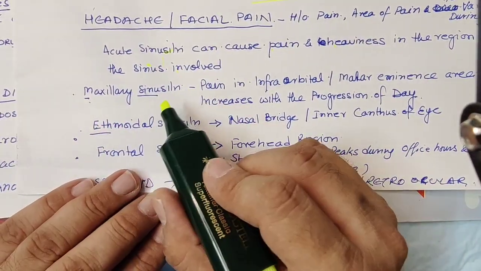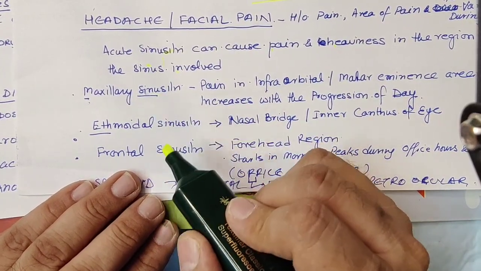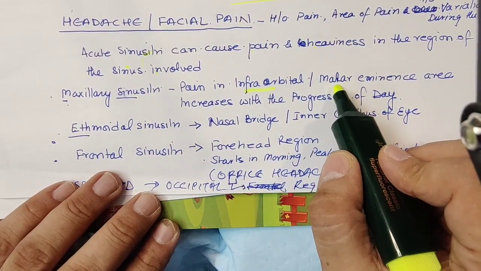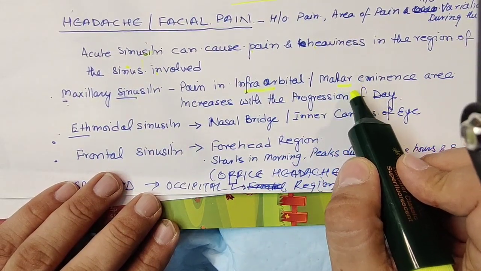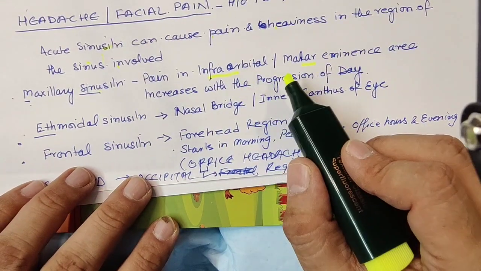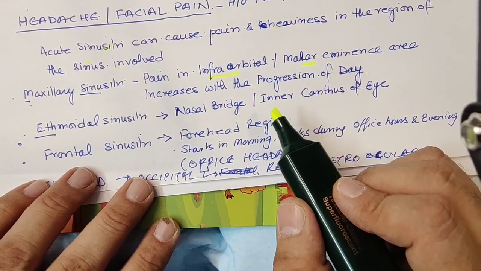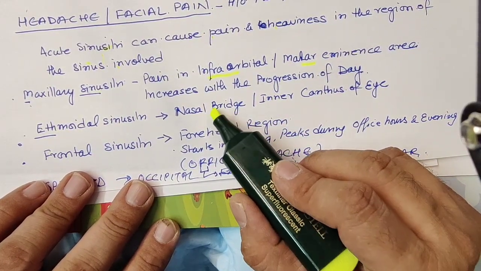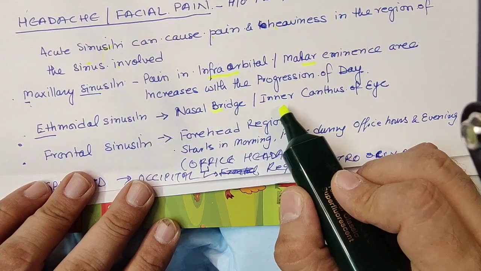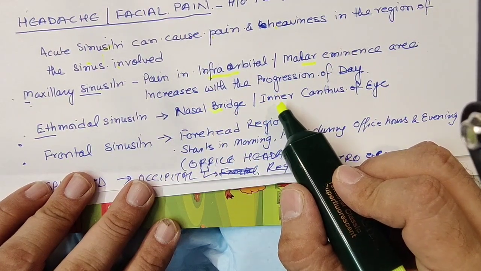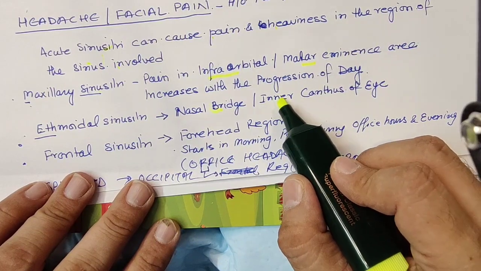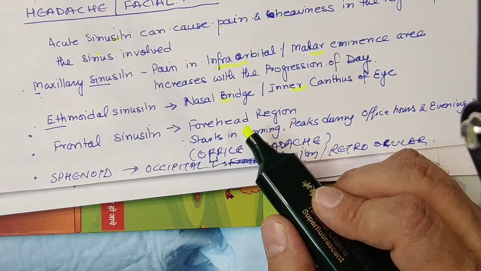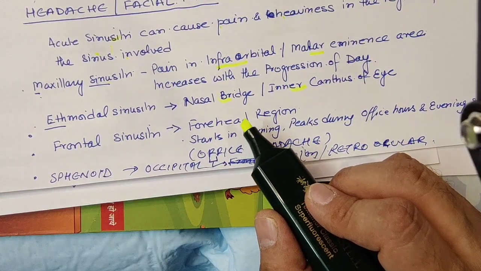And just to give you an example, maxillary sinusitis pain is generally infraorbital and in the malar eminences or in the cheekbone area, and it increases during the day. This is very characteristic of maxillary sinusitis. Similarly, ethmoidal sinusitis, the pain will be referred in the area of the nasal bridge, underneath which lies the anterior ethmoidal sinuses, and in the inner canthus of the eye area. So the location of the pain, where the patient is having pain, is also very important.